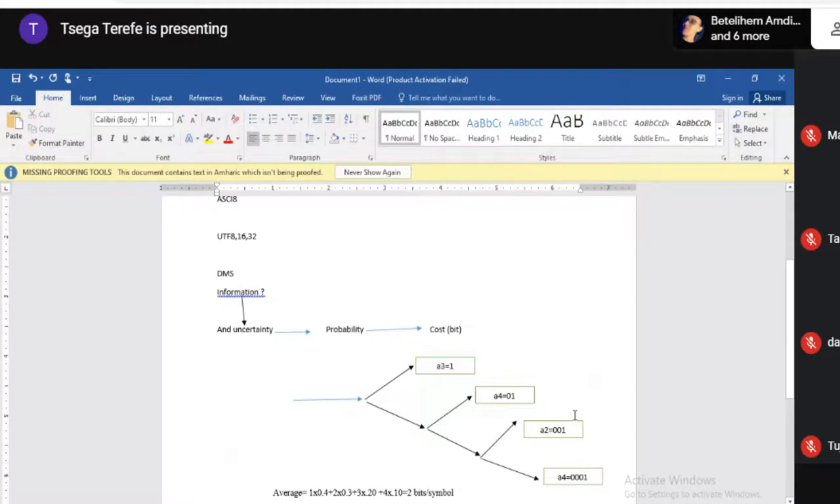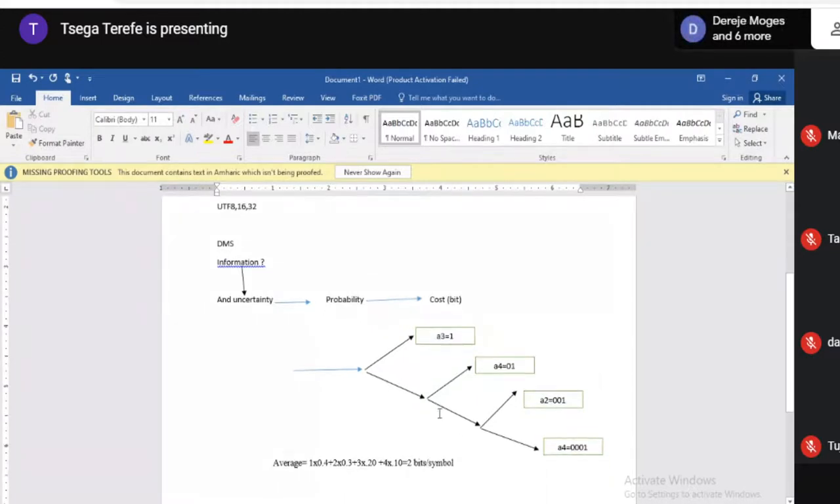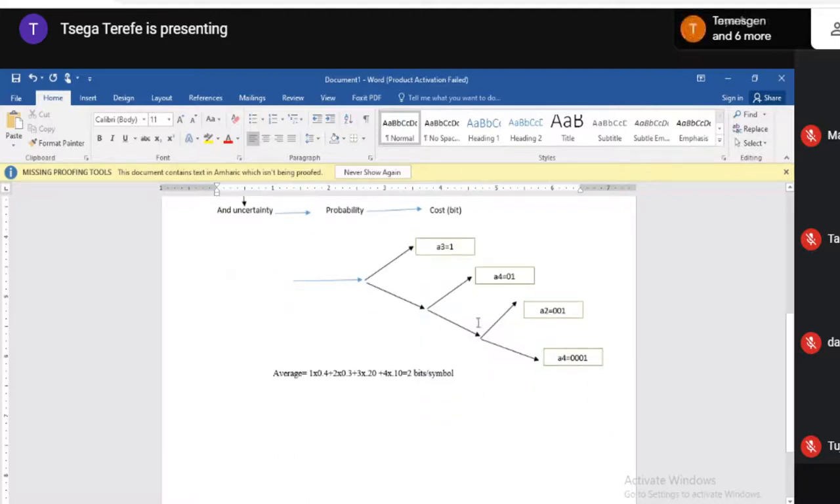When I look at it with this logic, the number of bits that I need for each symbol is directly proportional to the logarithm of 1 over its probability, where the logarithm is in base 2.